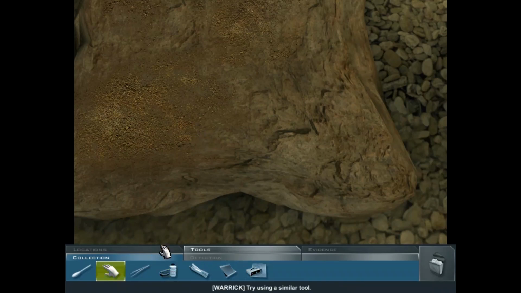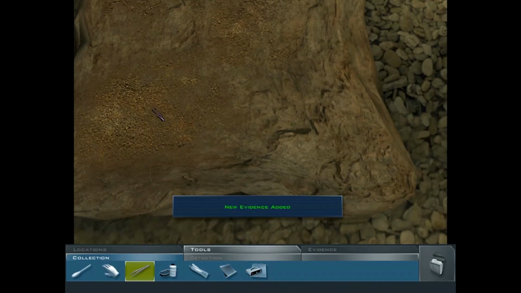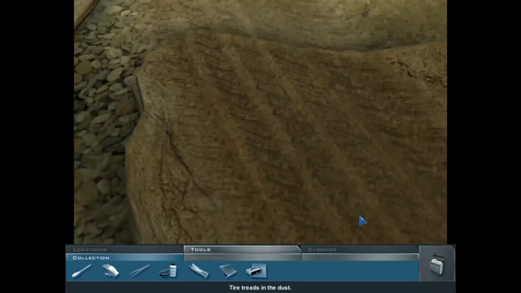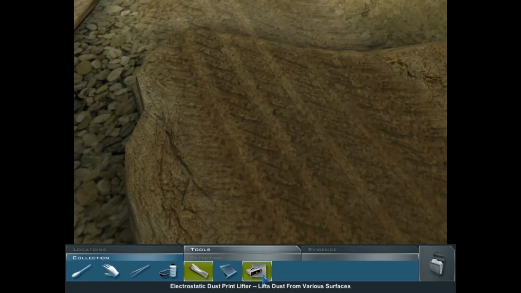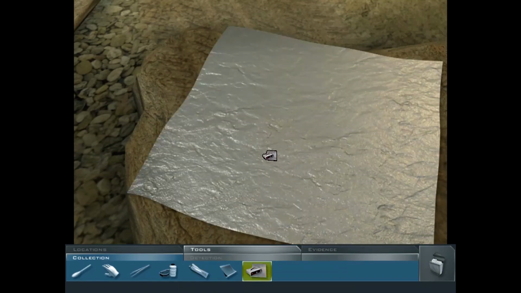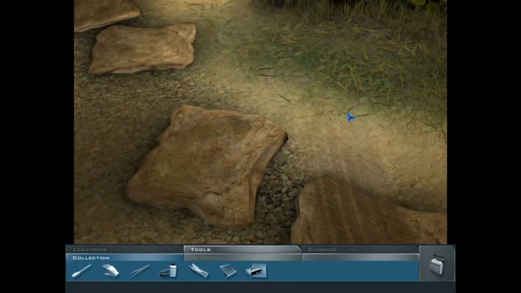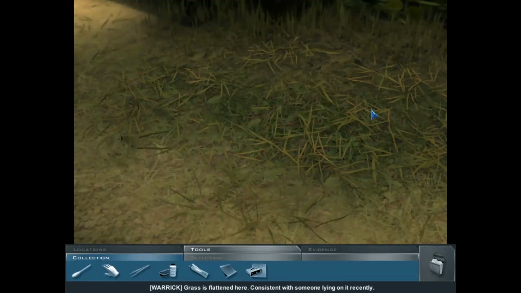Try using a similar tool. Tire treads in the dust. Try using a similar tool. The grass is flattened here, consistent with someone lying on it recently.